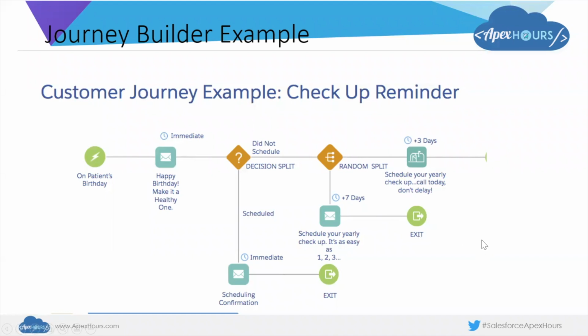So this is a simple example of a journey which just sends out a few email communications. As you have seen in the previous journey snapshot, your journey can be as complex as it can get, and can include 150 activities or more.